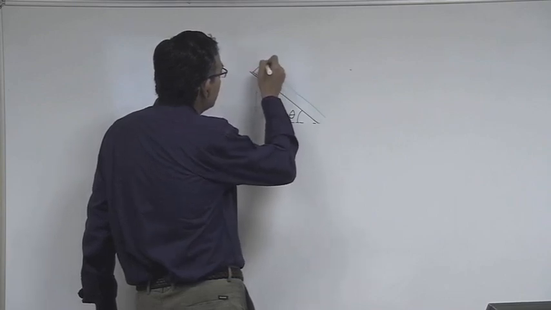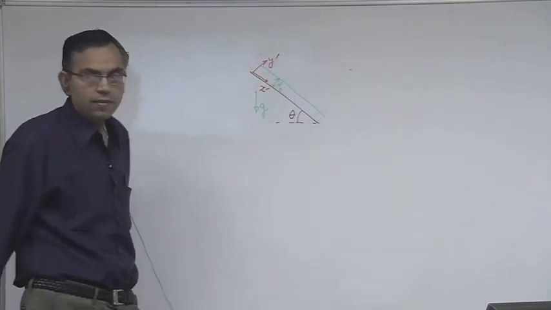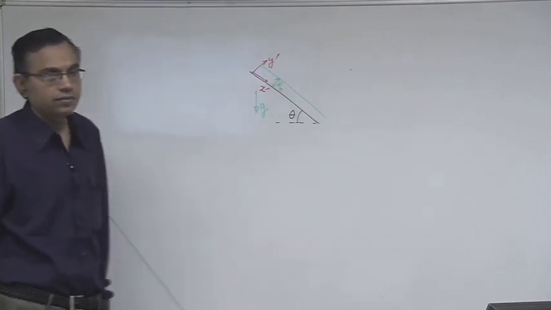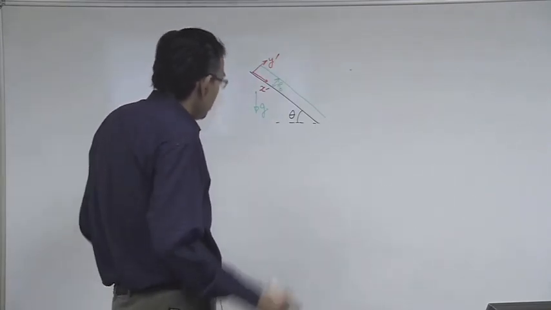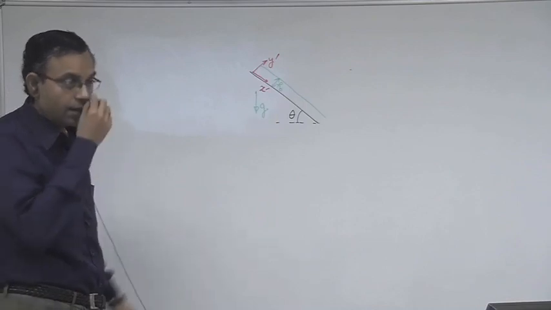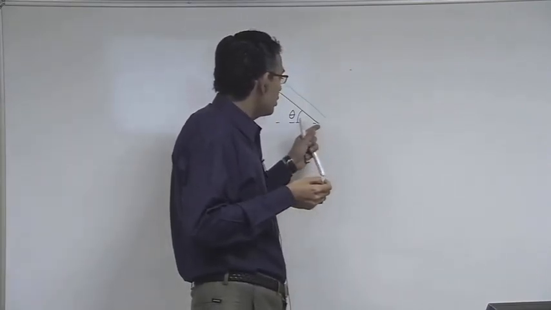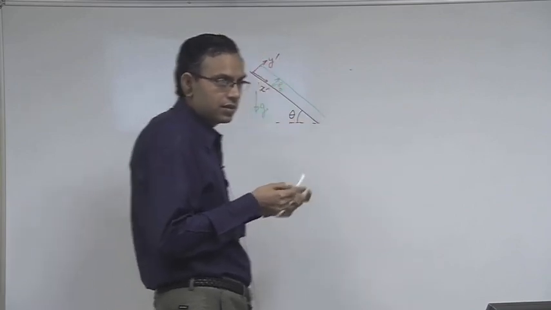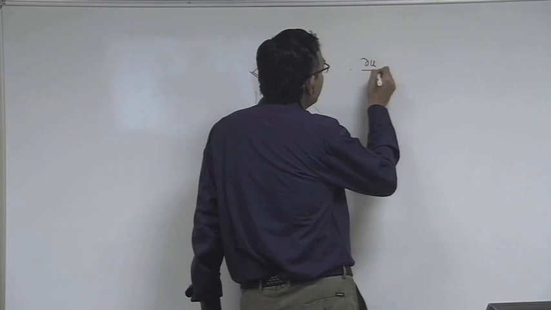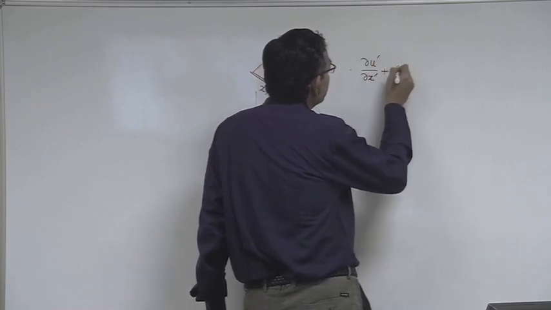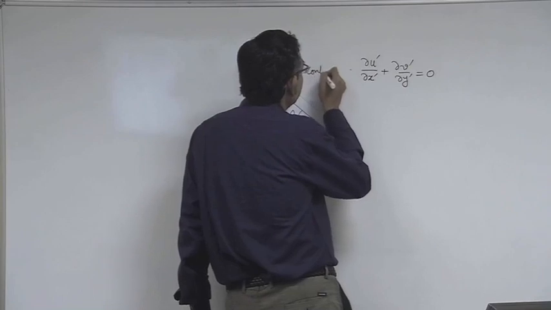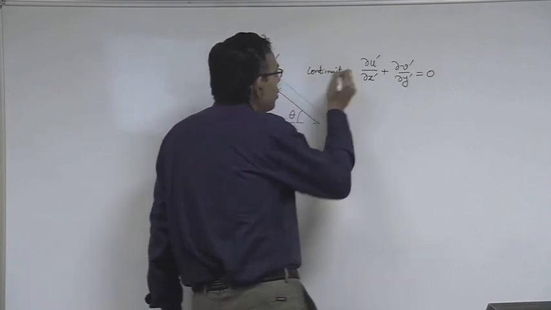X dash, y dash for the dimensional system, and without dash the dimensionless system. So, let us write the governing equations. For low Reynolds number, we can neglect the inertial terms, and we can straight away write first the continuity equation, assuming two dimensional incompressible flow.